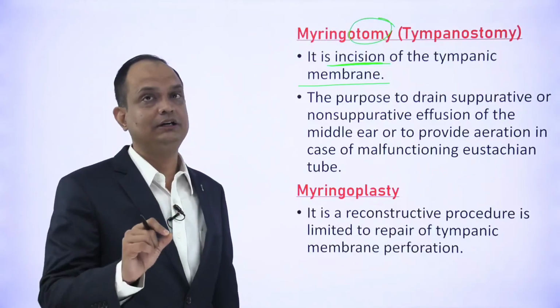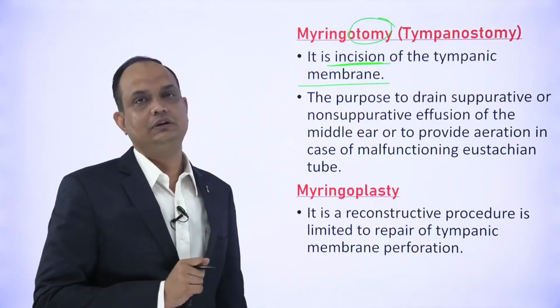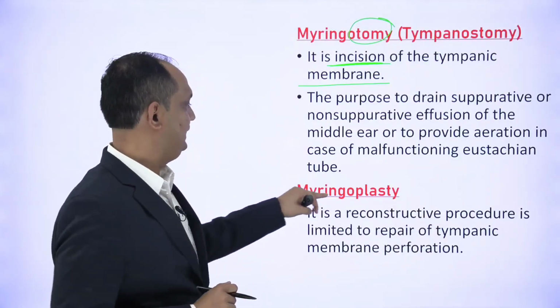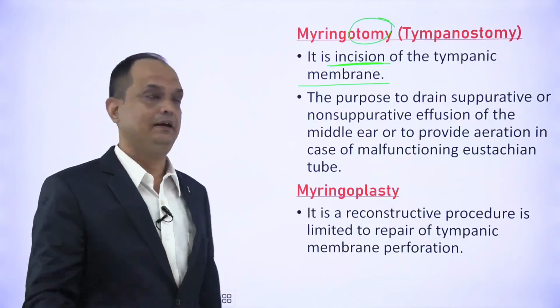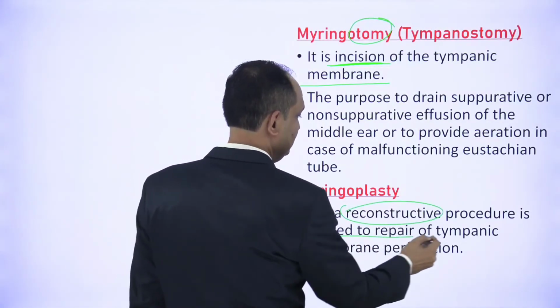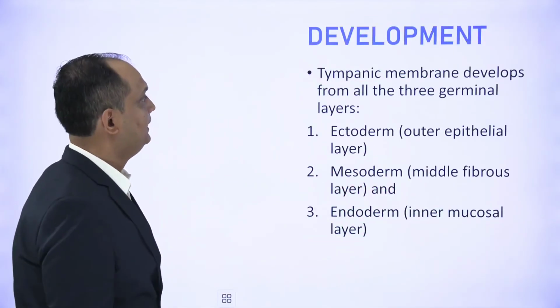But the important thing is you cannot put the incision on the pars flaccida because there you have the chorda tympani nerve. Then what is myringoplasty? Plasty means repair. Here it is a reconstruction procedure to repair the perforations of the tympanic membrane.